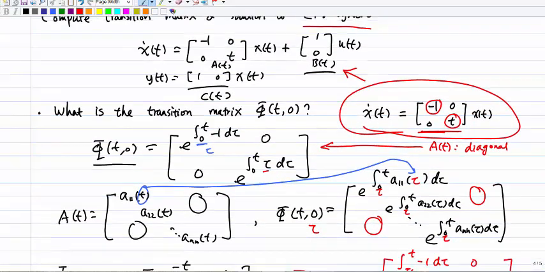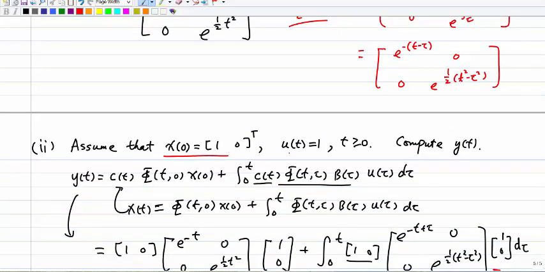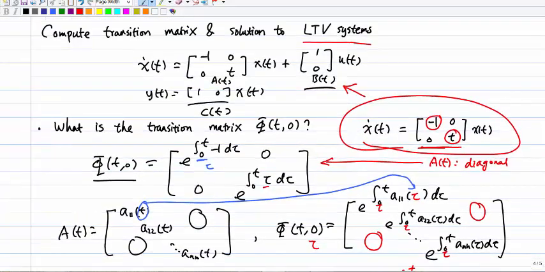All right, so now let's compute the solution to the linear time invariant system. Assume here is my initial condition x0 = (1, 0). My control input is 1, to make it a little bit simple, for all the time beyond 0. And we want to compute y(t). As I mentioned in class, y(t) is equal to C(t) Φ(t, 0) x0 plus the integration from 0 to t of C(t) Φ(t, τ) B(τ) u(τ) dτ. Of course, we already have C, already given.